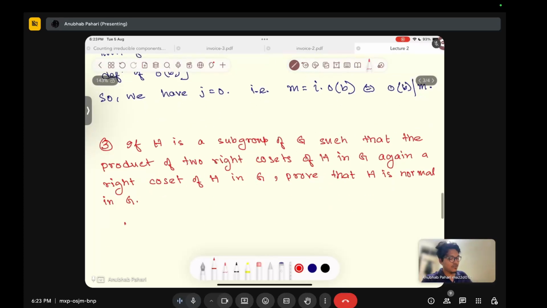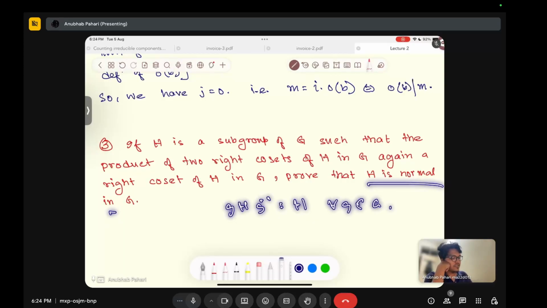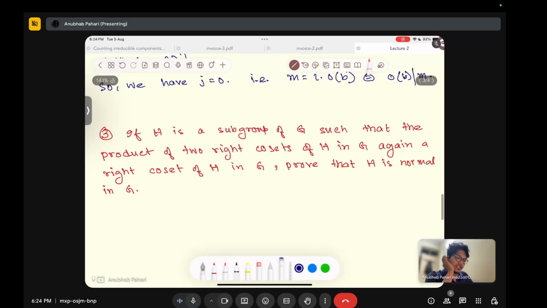So right cosets usually look like this. What I'm telling you is that the product of two right cosets, in the usual notion, in some form, then you should show that H is normal in G. And one of the ways to show that H is normal in G is that g h g inverse should be in H for all g belonging to G. So you can just think for one to two minutes and let me know.